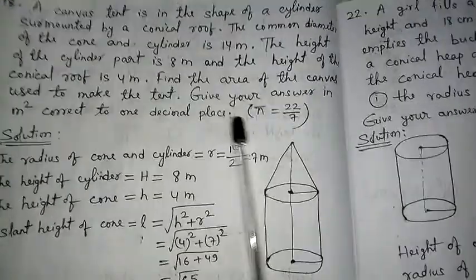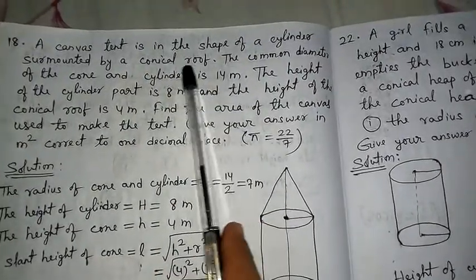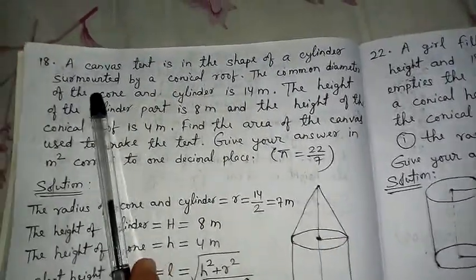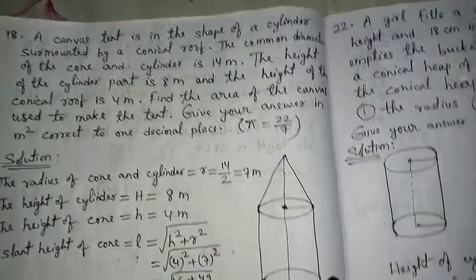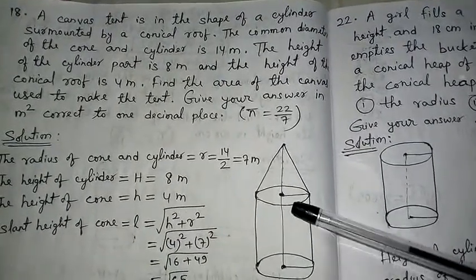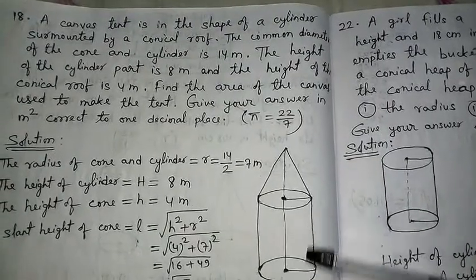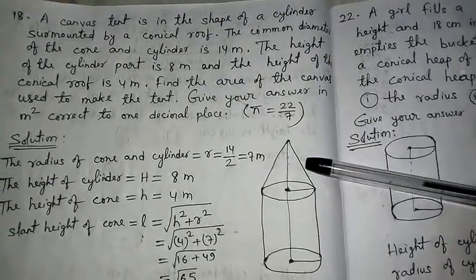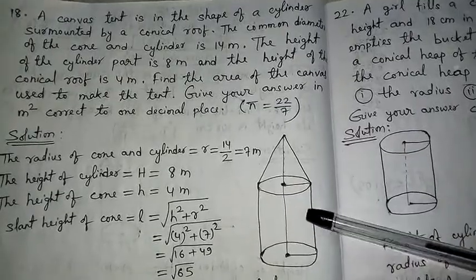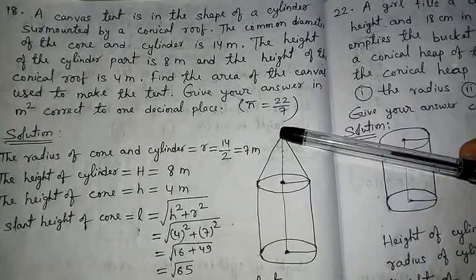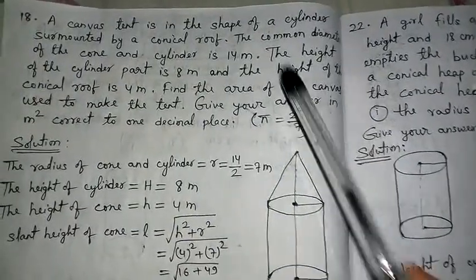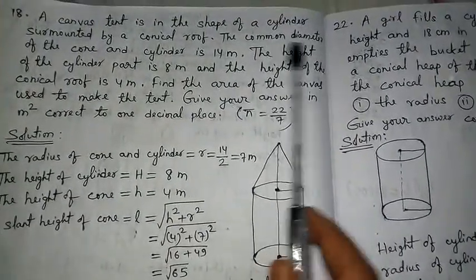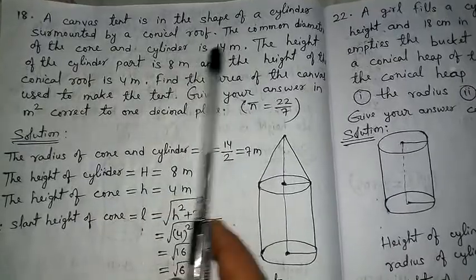Next question. A canvas tent is in the shape of a cylinder surmounted by a conical roof. So it's made of canvas. There is a cylindrical tent, and surmounted, that means on the top, we have a conical roof. So the base portion is a cylinder, the head portion is conical. As in the first line, you can see this type of diagram will be formed. The common diameter of the cone and cylinder is 14 meter.